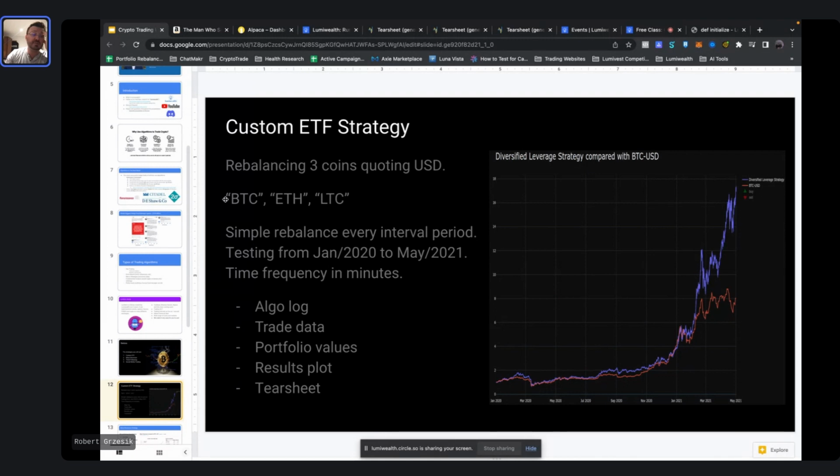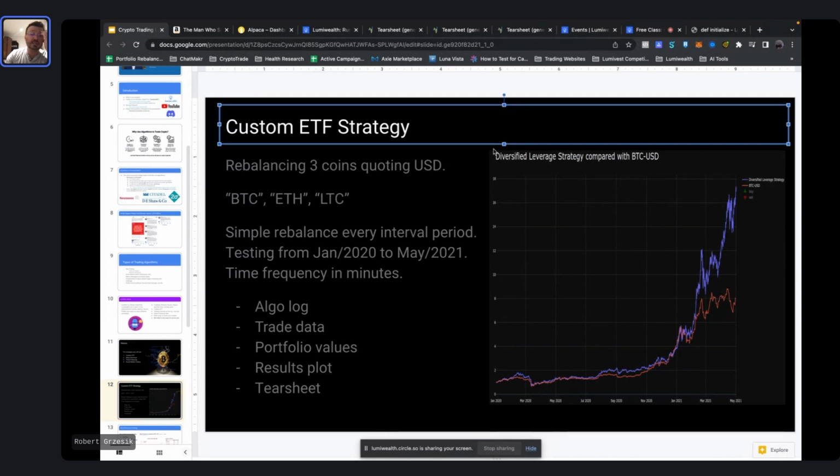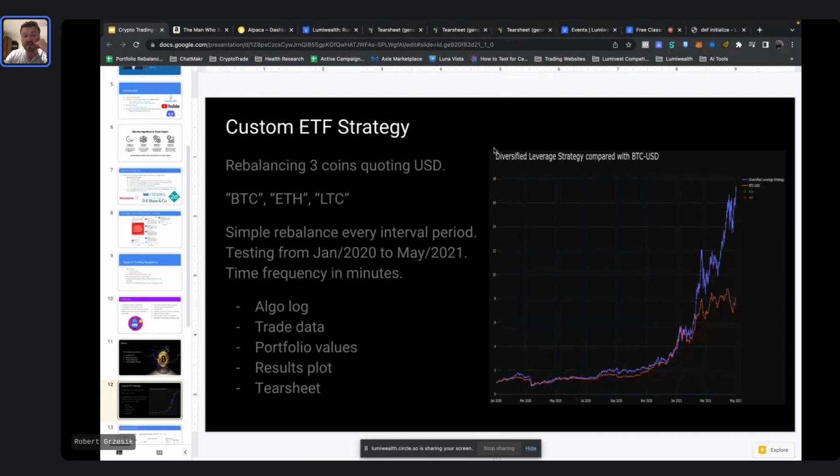But what we did was we just invested in three different coins, Bitcoin, Ethereum, and Litecoin. And what it does is it just rebalances every, what is this? Every 4 days, I think it was, every 7 days. Basically, a third of your money into Bitcoin, a third of your money into Ethereum, a third of your money into Litecoin.